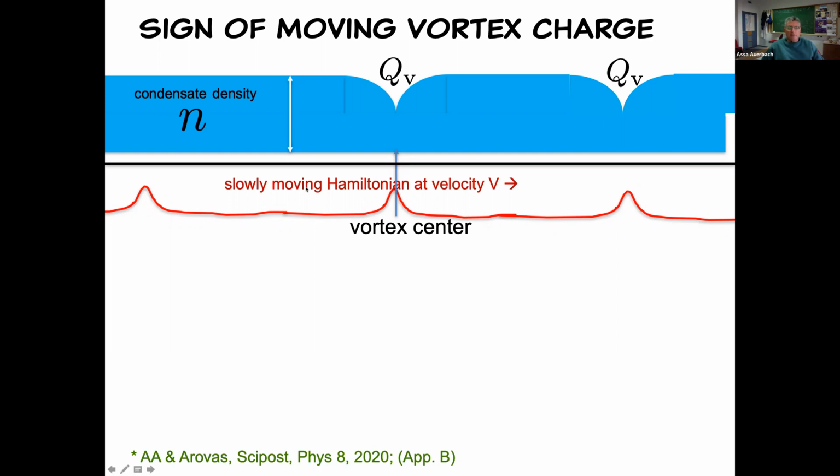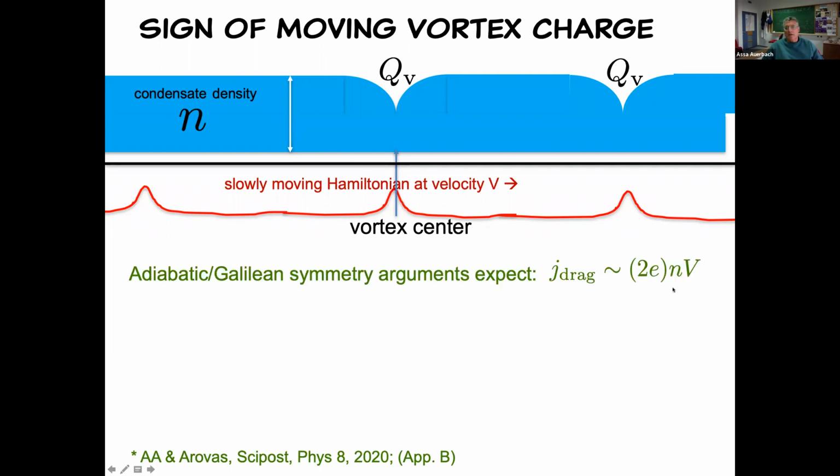The adiabatic theorem tells you that if a Hamiltonian is moving slowly at some velocity, all the wave functions and all the matter attached to the Hamiltonian will move at that velocity, and you'll have a current which goes like the number of Cooper pairs in this case times the density times the velocity. This is what you get from adiabatic symmetry arguments or adiabatic theorem arguments.